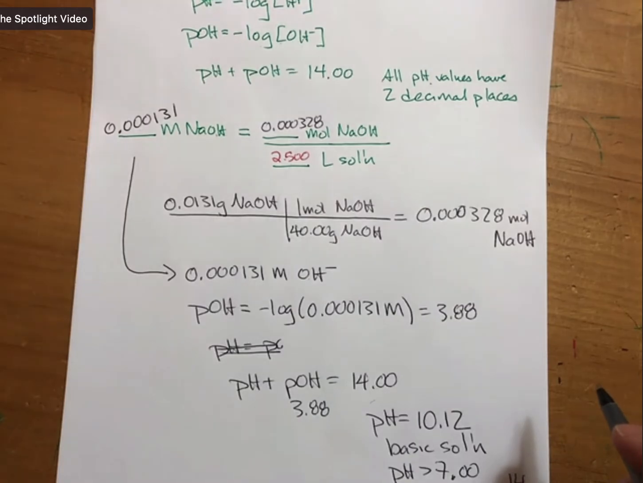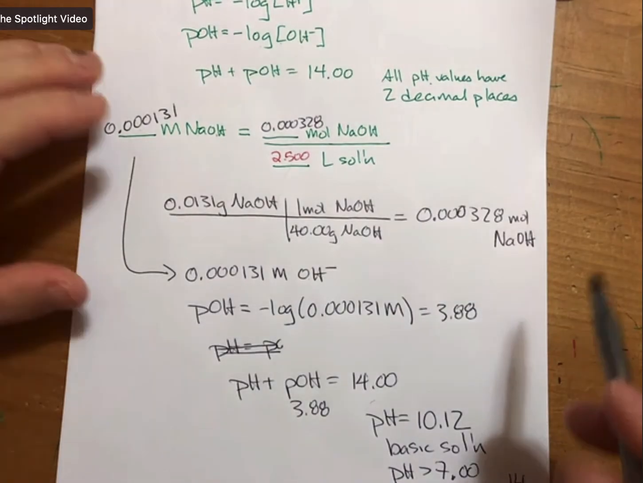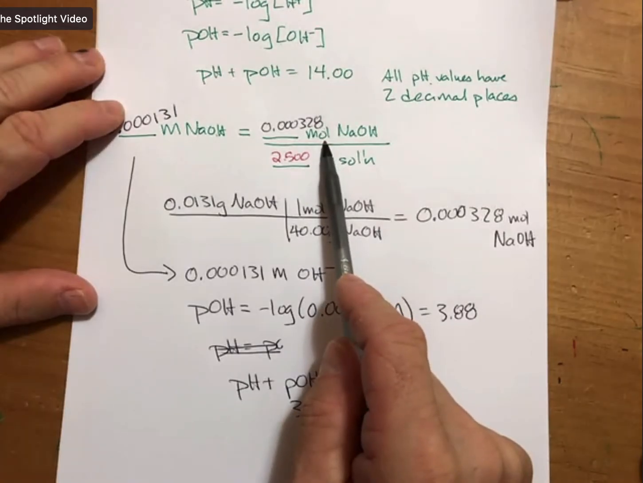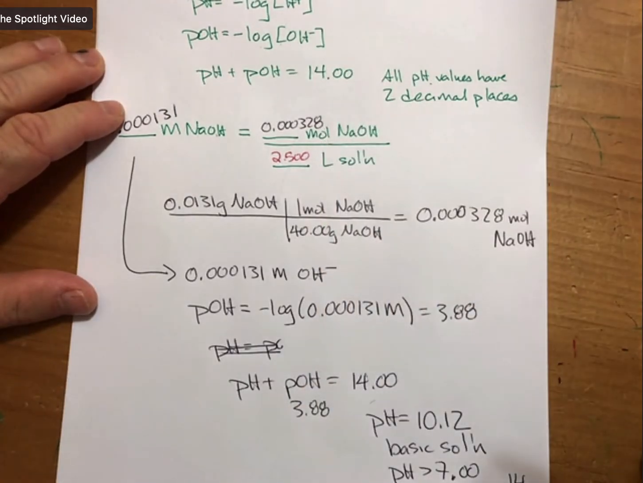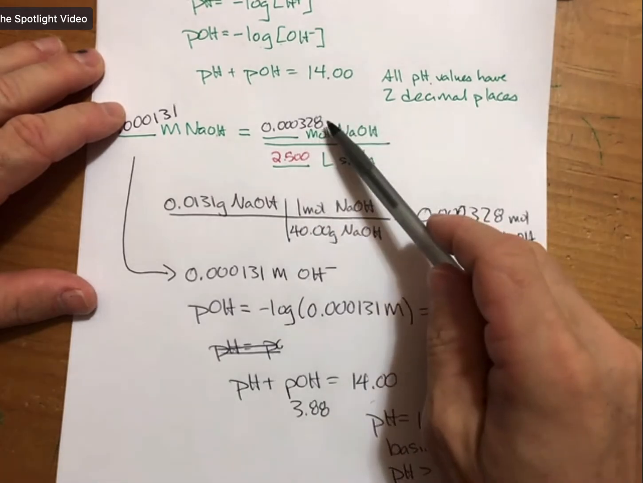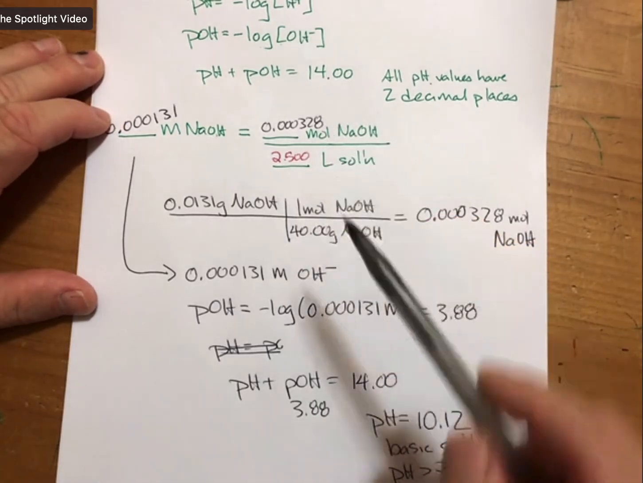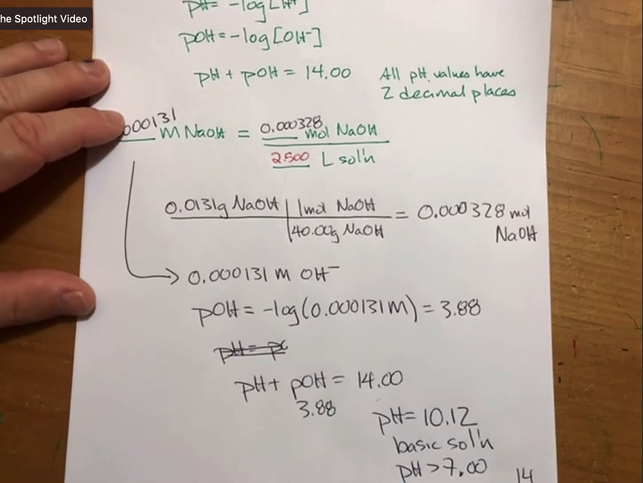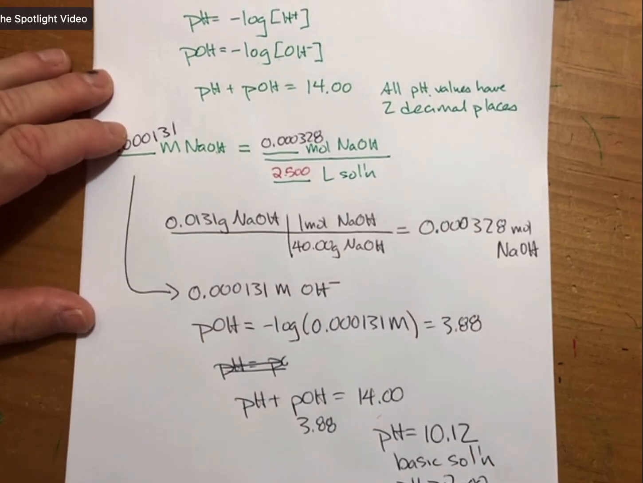Everything's good there. What I was going to say is one common mistake is to just plug the moles into the pH equation. So make sure that you actually do moles divided by liters before you do the pH or the pOH equation in this case. Are there any questions about this?